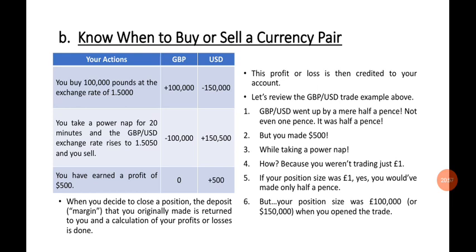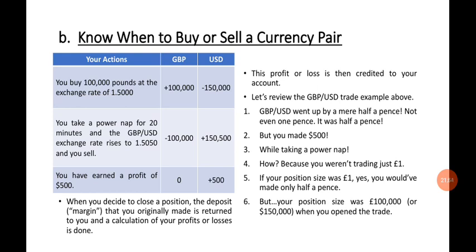Now you take a nap for 20 minutes and the Great British Pound US dollar exchange rate rises to 1.50500, and now you sell, which means you close your position. Since you've sold, you now lose your 100,000 Great British Pounds, but you also receive back the money you initially gave, plus more, which is $150,500. Now if you do your calculation, plus 100,000 British pound minus 100,000 British pound, you have zero. Then minus 150,000 US dollars plus $150,500 will give you $500. So you earned a profit of $500.